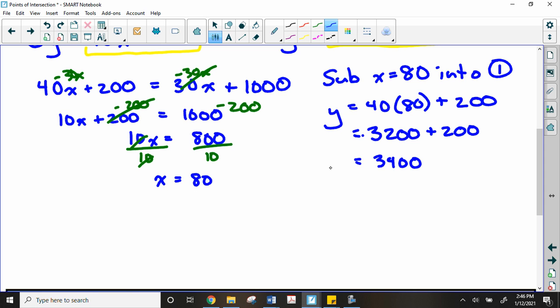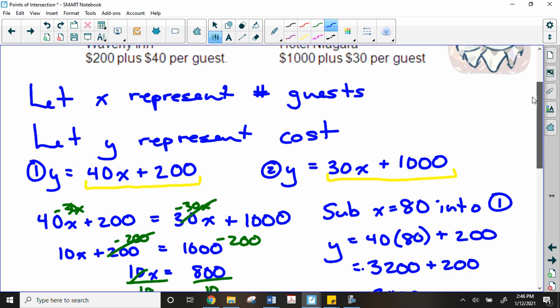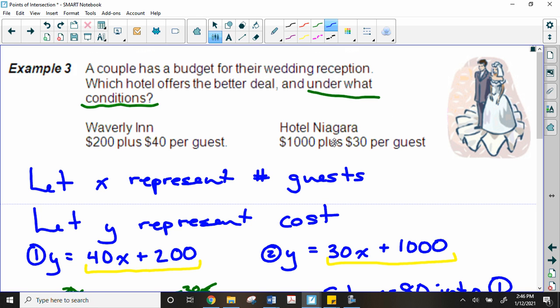So what this means, therefore, if they invite 80 people, it will cost $3,400 at both of the places. Okay, so that's what that point of intersection means. If they invite 80 people, it doesn't matter which place they go to, whether it's Waverly or whether it's Niagara, they're both going to cost exactly the same amount of money.